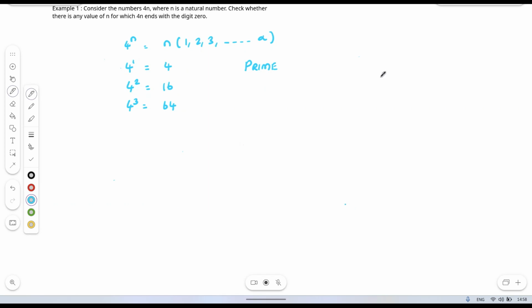Prime factorization method. In this method, if a number has to end with 0, then that number has to be divisible by 10. Only if that number is divisible by 10 will it end with 0.